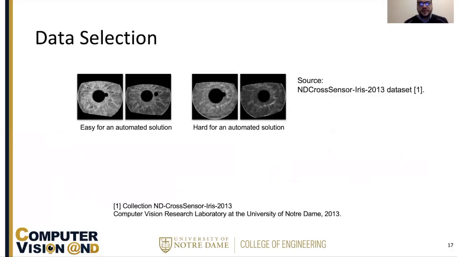The first 2 categories were really healthy irises of healthy people, no problems in the eyes. For these, we had a long experience here at Notre Dame collecting irises. So we had the 2013 cross-sensor iris data set, where we had the same irises collected many times on different days and with different devices and sensors. So it was a really useful data set for building pairs and showing to people. And for this set, we divided it into easy and hard cases.